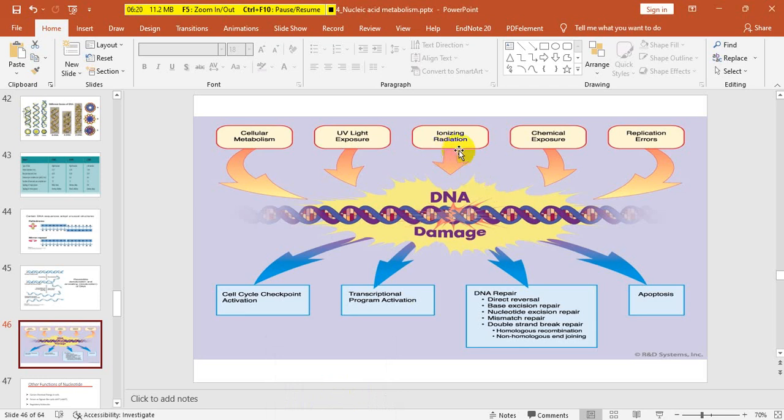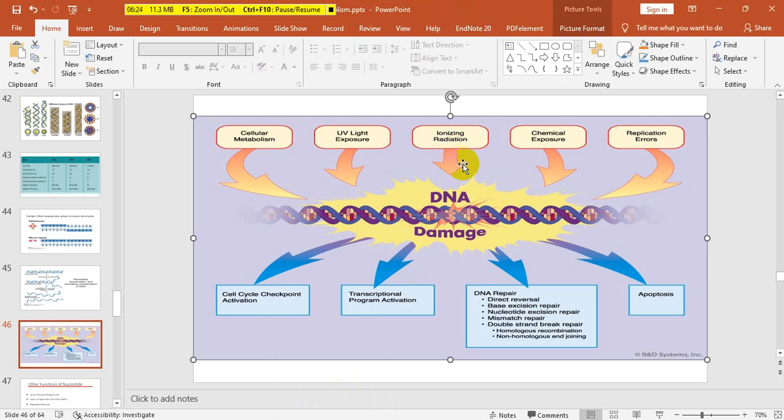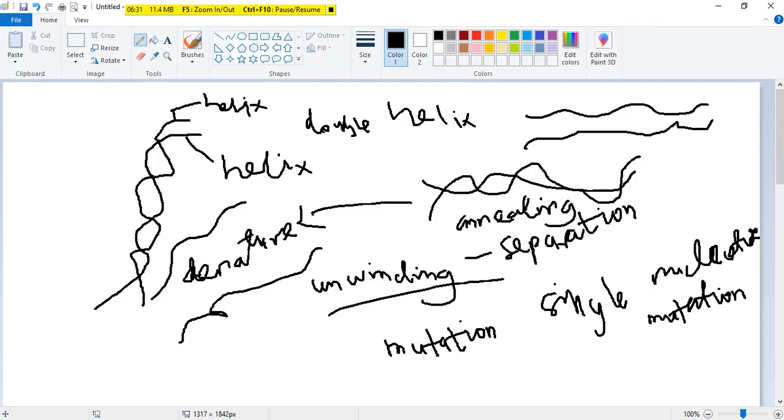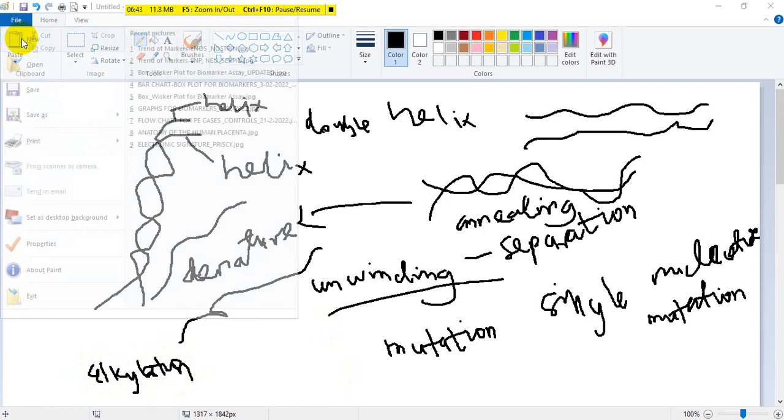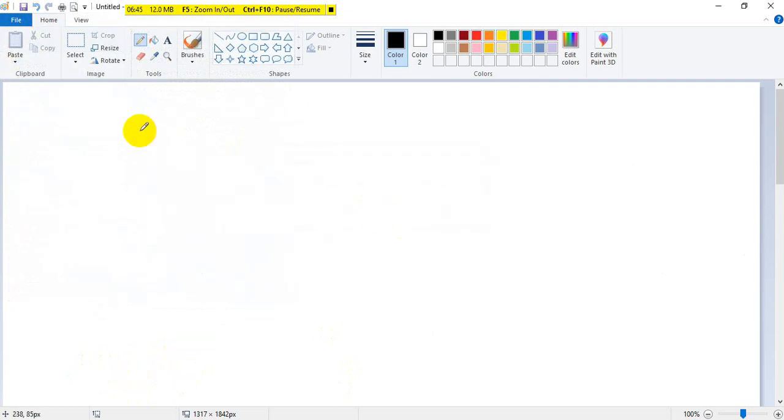So we have ionizing radiation, X-rays, gamma rays, and the rest. Chemical exposure: some chemicals are called alkylating agents. Alkylating agents bond to the DNA structure and cause mutation.